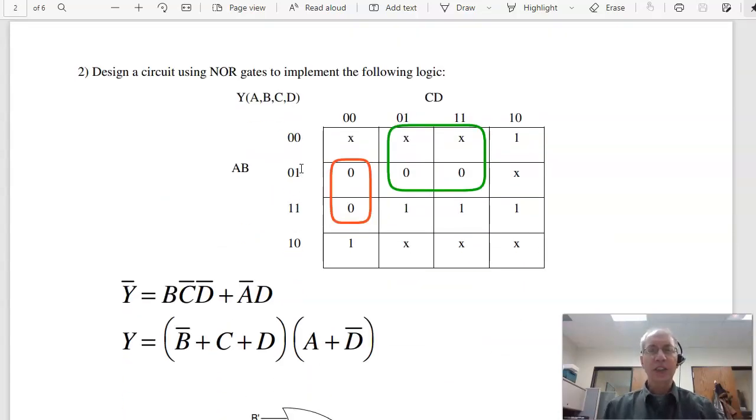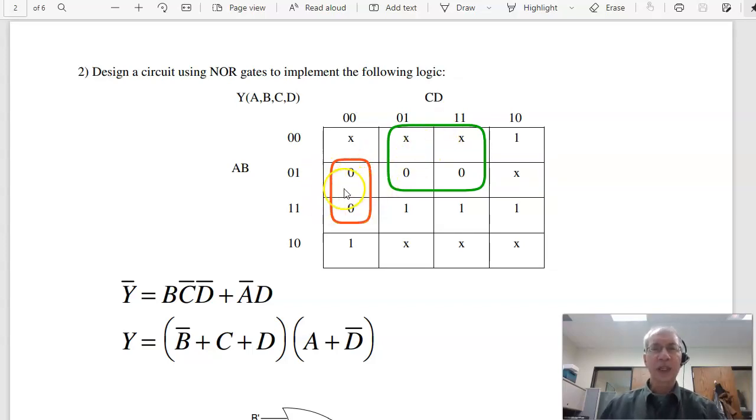Problem 2. Implement the same logic using NOR gates. Here you circle the zeros rather than the ones. So here's a 0 right here. I'll circle it with these two. And here's 2 zeros, so I'll circle it with these 4. Again, the don't cares I can include, I don't have to include, it makes no difference, I don't care. Hence the name don't care.